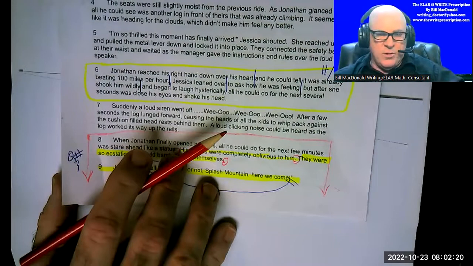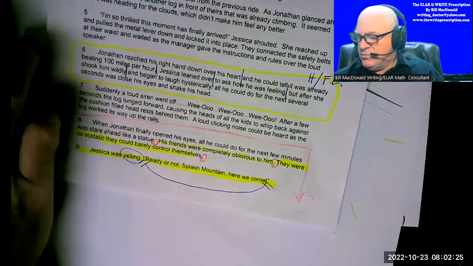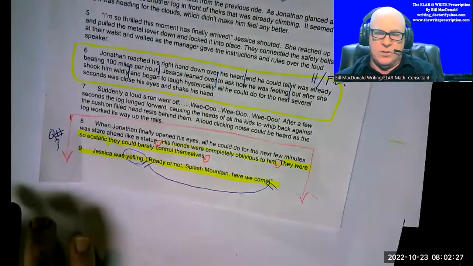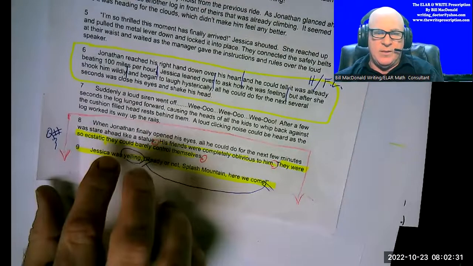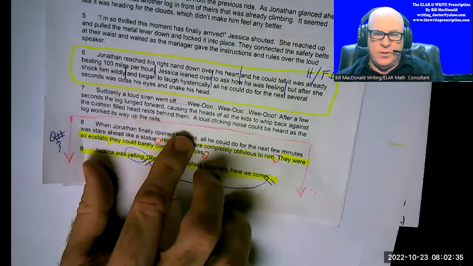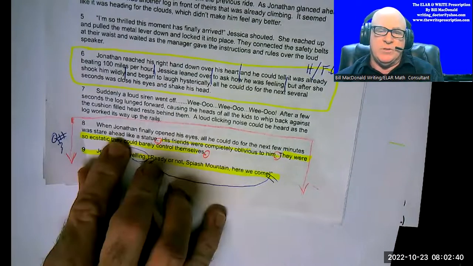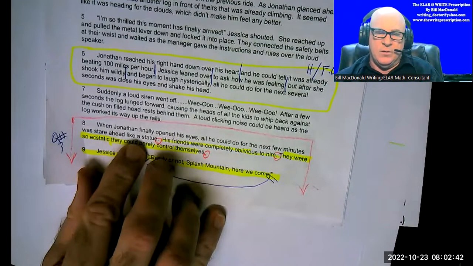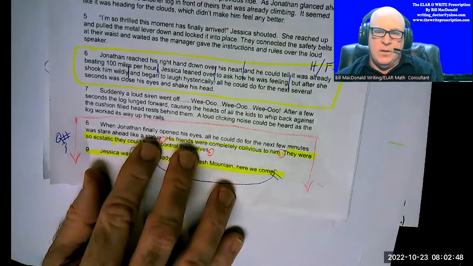And you would have your yellow highlighter ready, because if red is the question, and the answer, then the yellow is the evidence that you would use. "When Jonathan finally opened his eyes, all he could do for the next few minutes was stare ahead like a statue." Since the question was not about Jonathan, but only his friends, we would not use that as evidence. "His friends were completely oblivious to him."